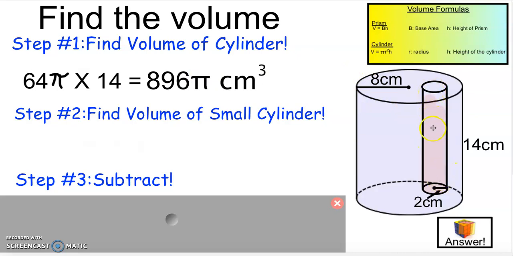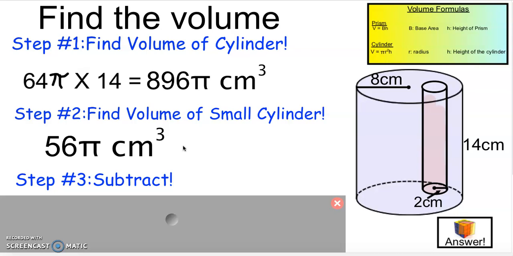Now I do the same thing with this small one here. So my radius is 2. 2 squared is going to be 4, and 4 pi is going to be the area of my base here. And then I multiply that times 14. So 4 times 14 is going to be 56, not my best mathematical deal there. 4 times 14, 28, it's going to be 56 pi centimeters cubed.